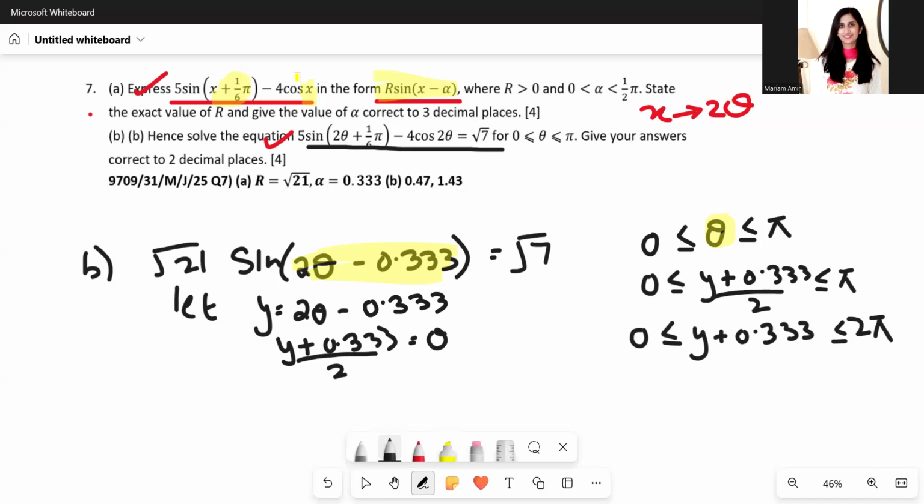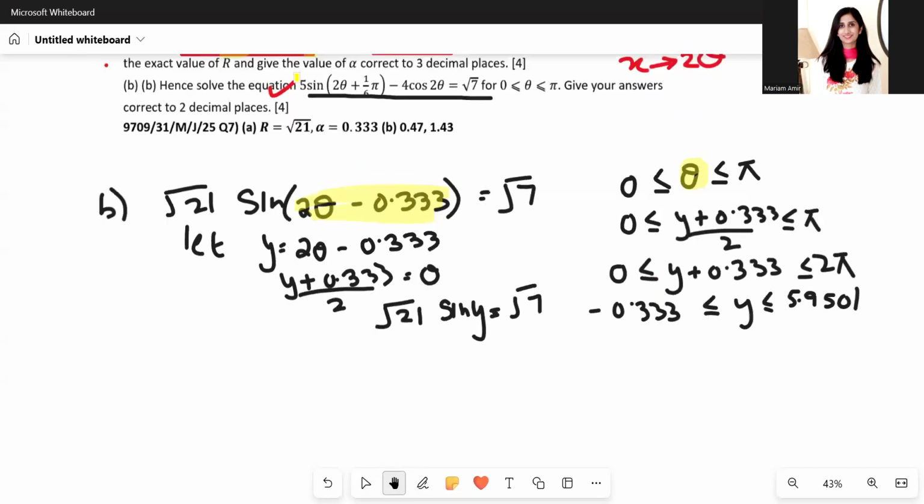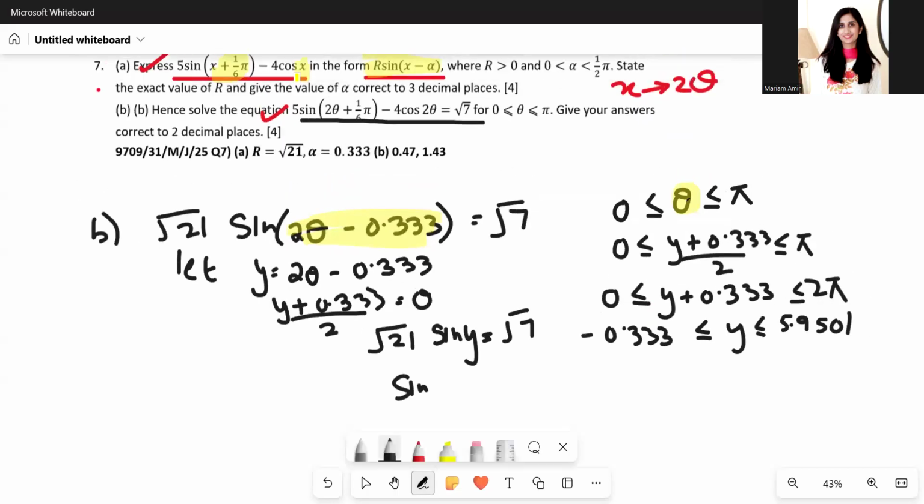Now we'll subtract 0.333 on all three sides. So we get minus 0.333 here, y here, and here we get 2 pi minus 0.333. What is that? 2 pi minus 0.333 is 5.9501. And we replace that yellow term with y now. So square root of 21 sine y equals square root of 7. Okay, now let's solve this. So sine y will be square root of 7 over square root of 21.